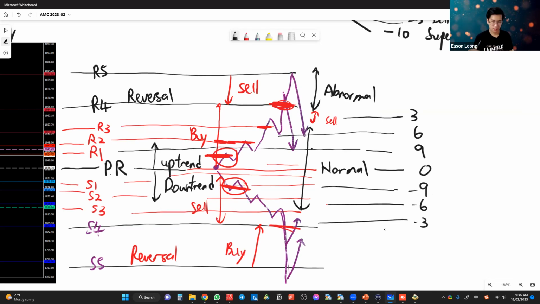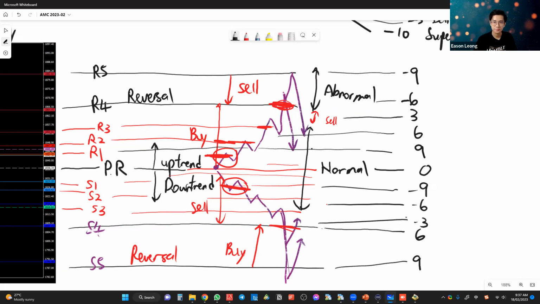But on the opposite, the rules will change. Now, the rules here mean that the market is abnormal, so we can actually sell more at the top. You can put a scoring of negative 6 at the top to sell. Then at R5 it will become negative 9, a very good chance to sell at the top. At the bottom here, the same thing. At S4, you can give it a positive 6 and then positive 9.